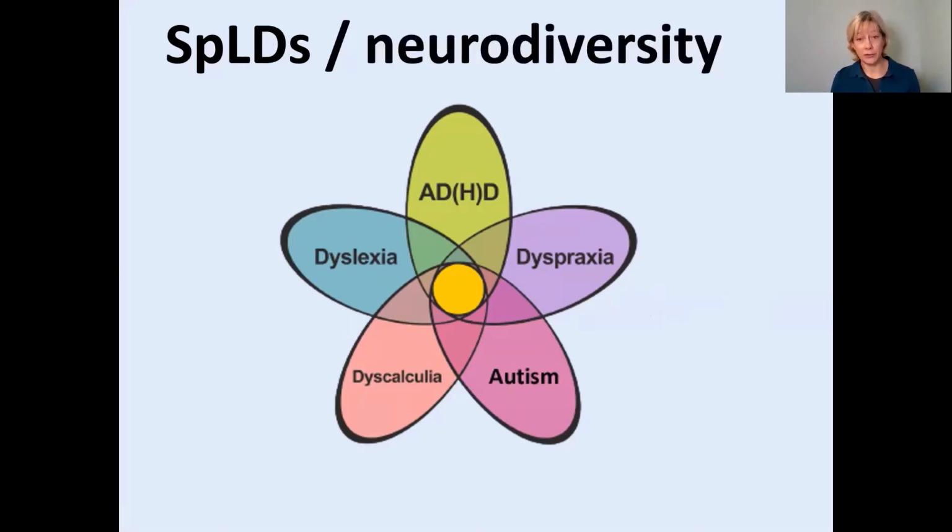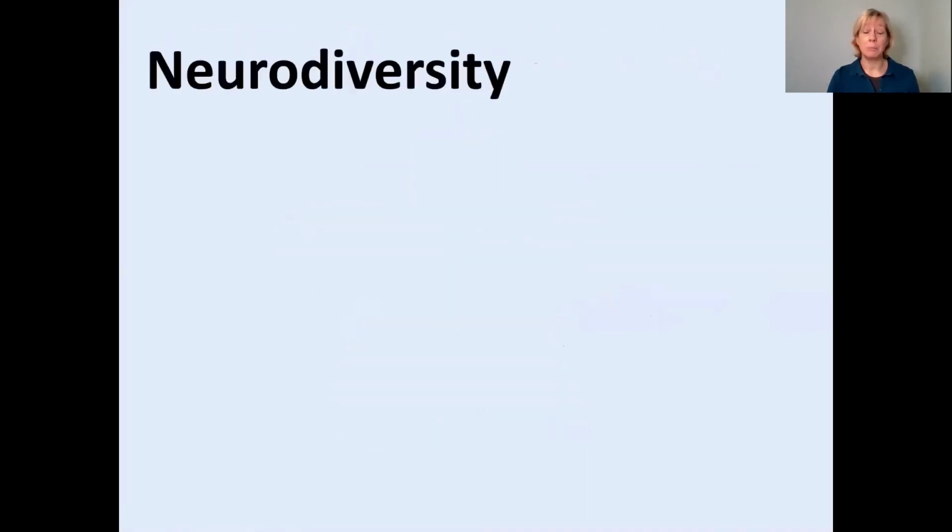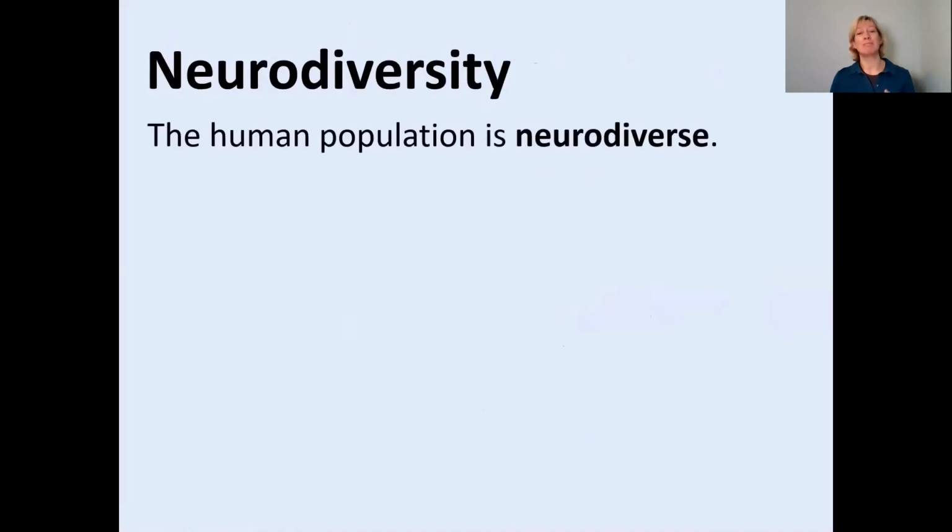And I really like the term neurodiversity. I think it's a really useful addition to the discourses in this field, because it reminds us that actually the human population is neurodiverse. We're all slightly different in the way that we think about things, the way that we process information. We find some things easier, some things more challenging, but it won't be the same for everybody. That's neurodiversity.